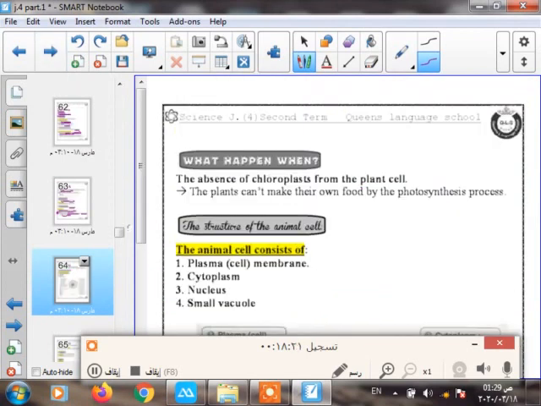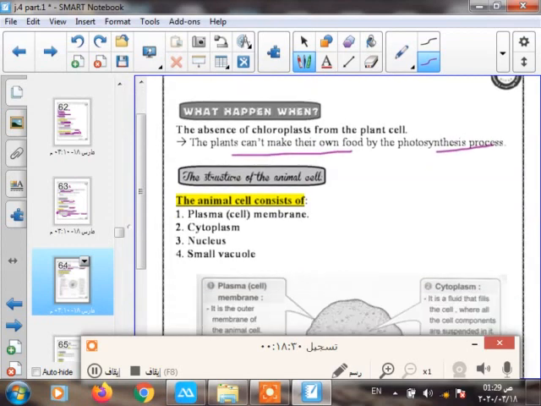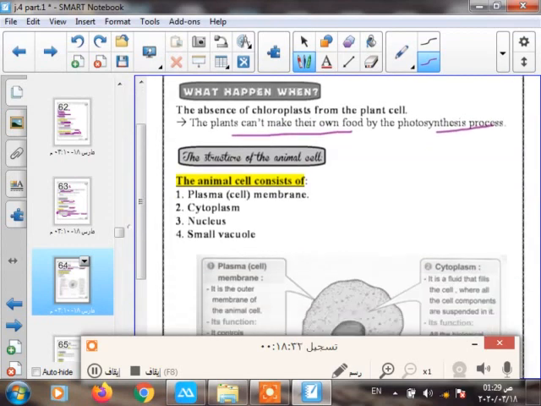What happens when the chloroplast is absent from the plant cell? The plant can't make its own food by the photosynthesis process. You must complete your answer by saying by which process. Now we have another cell, which is called the animal cell.